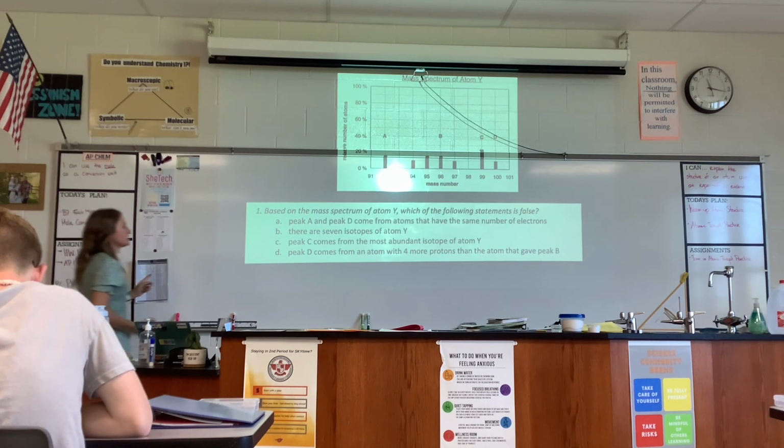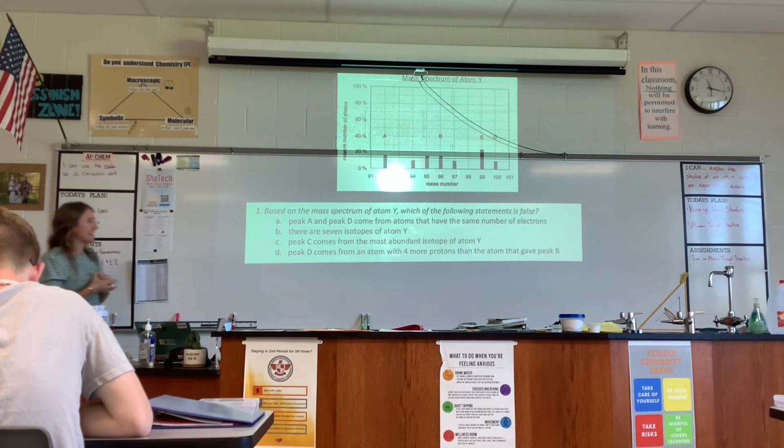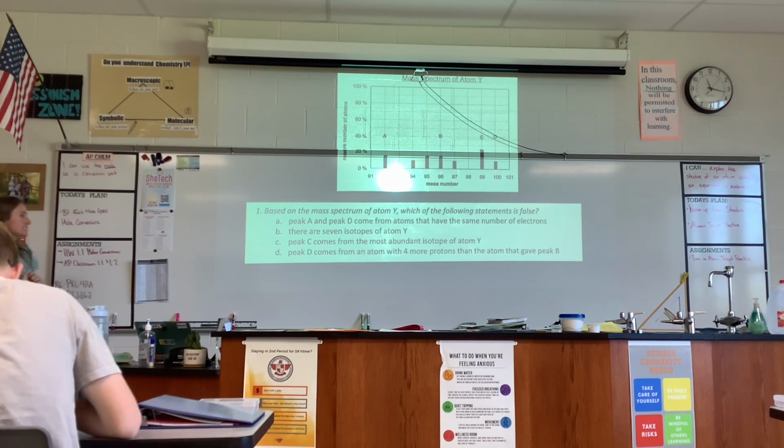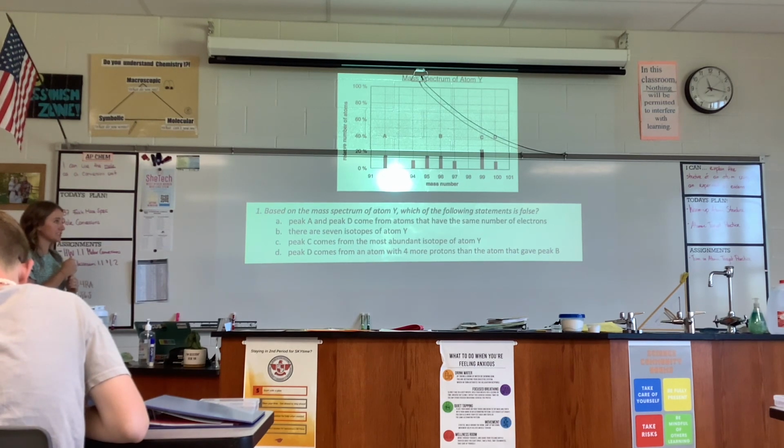A says peak A and peak D come from atoms that have the same number of electrons. B says there are 7 isotopes of Y. C says peak C comes from the most abundant isotope of atom Y, and peak D comes from an atom with 4 more protons than the atom that gave peak B.